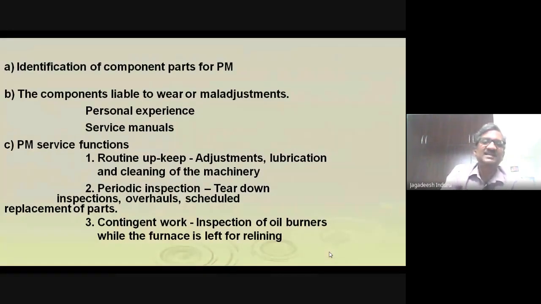Another one is contingent work. It is actually the inspection of the oil burners while the furnace is left for relining. Most of the time, we need to provide alternative devices or equipment in case one equipment is under maintenance, in order to avoid disrupting our actual work. That is actually called contingent work.